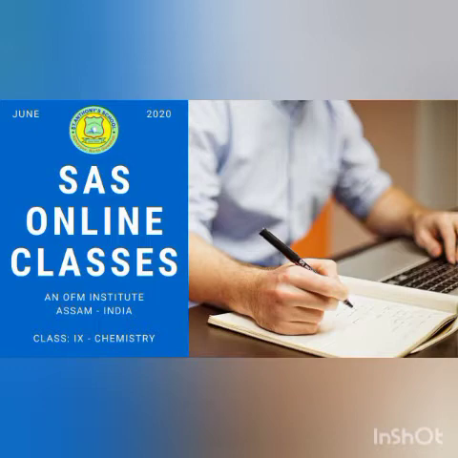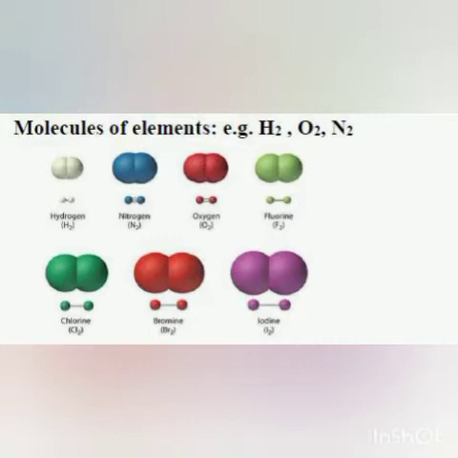So children, what are molecules of elements? I told you that an element is made up of only atoms, and these atoms combine together and form a molecule. These molecules are bigger than the atoms, but in elements the molecules are all the same. Examples are hydrogen, oxygen, nitrogen. So what does a hydrogen molecule mean? An element like hydrogen consists of similar type of particles, and these particles are hydrogen molecules.